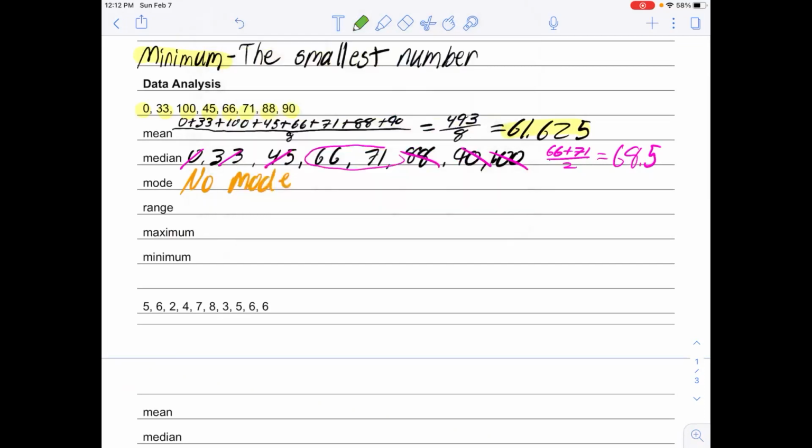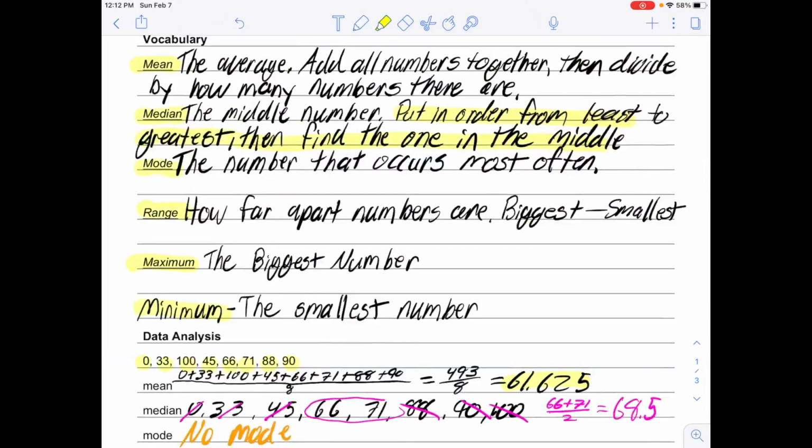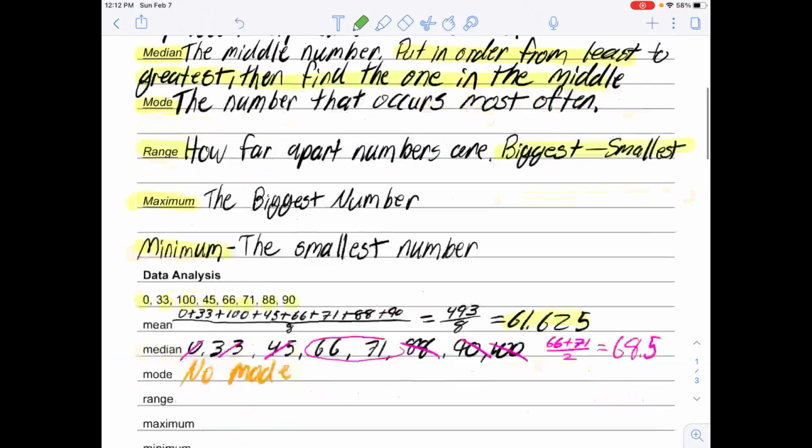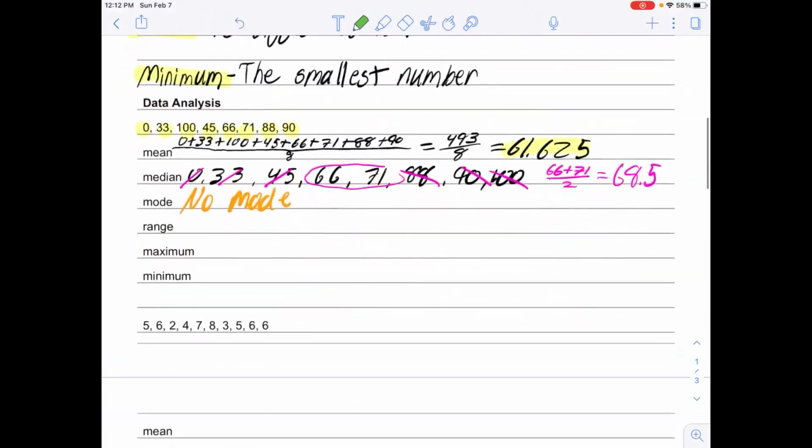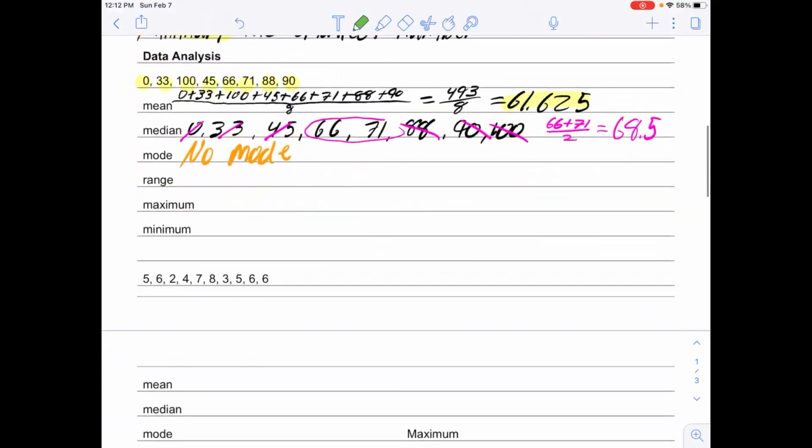Next, I'm going to do the range. The range we looked at up here. The range is the biggest number minus the smallest number. Okay? I already put the numbers in order to find the median. So I know the biggest number is 100 and the smallest number is 0. 100 minus 0, that's just 100.